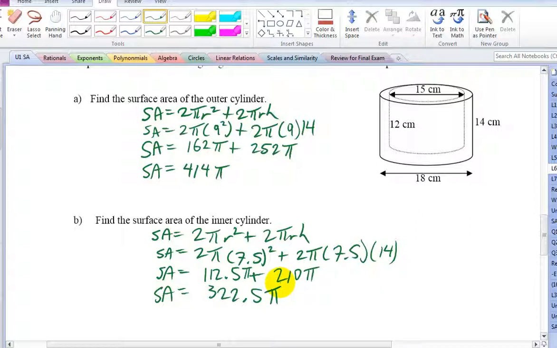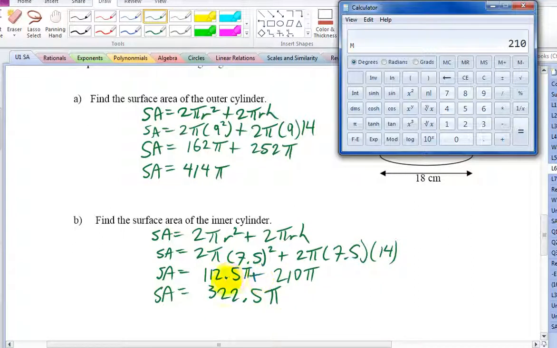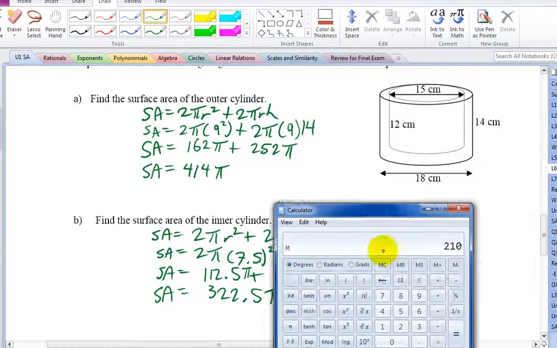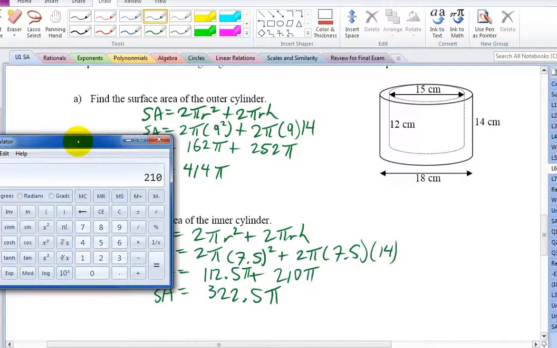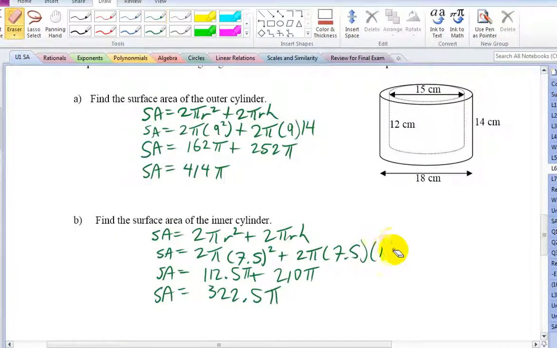Okay, so there's the surface area of the 2 cylinders. First one's 414 pi. Hands up if you got that. Good. Second one, 322.5. Hands up if you got that. No, did I screw up? Okay, let me double check. Which one? Oh, right. I see now. The hole doesn't go all the way through. It's like a coffee cup. So a little bit different for sure.